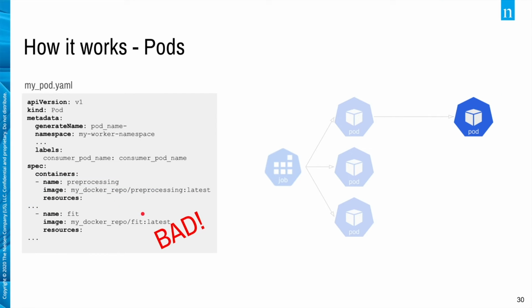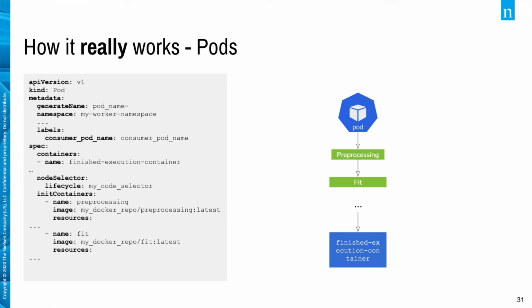Unfortunately, this solution does not work. Why? Because pod containers are executed in parallel, meaning pre-processing and feed in this case will run at the same time, and this is counterproductive, obviously, because in machine learning pipelines, you will need the output of pre-processing for the feed stage. So we need to solve this. And along comes a parameter called init containers. Init containers is a parameter needed in the pod to prepare the environment before running the real container. And init containers are run sequentially.